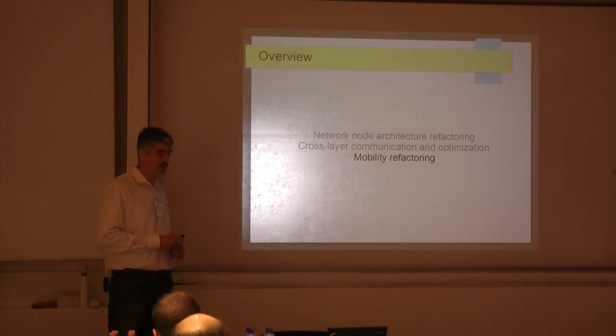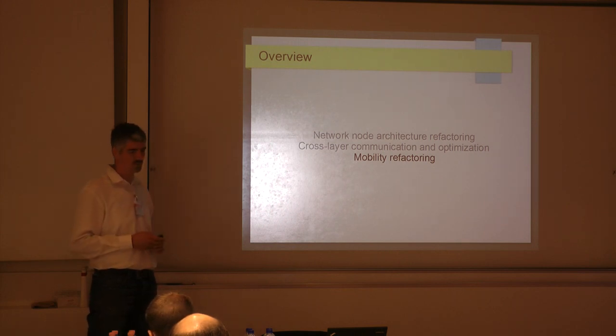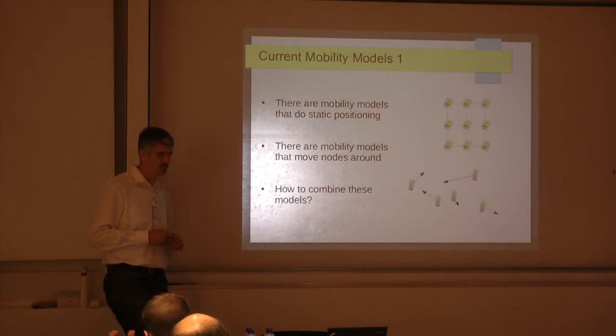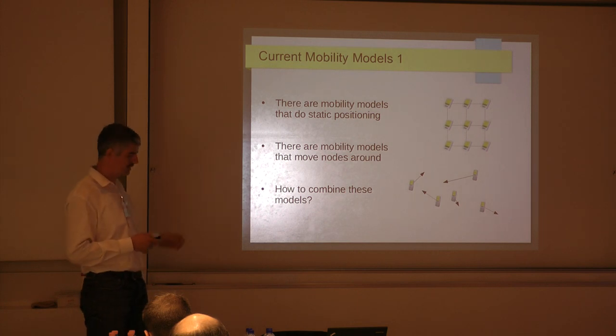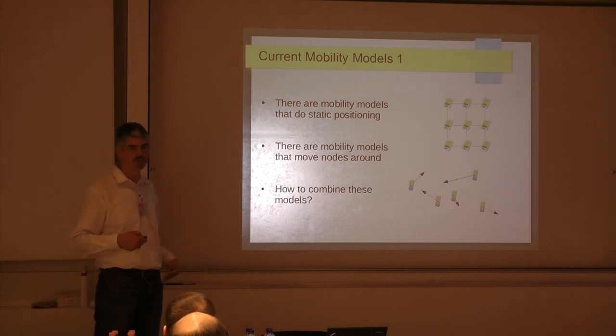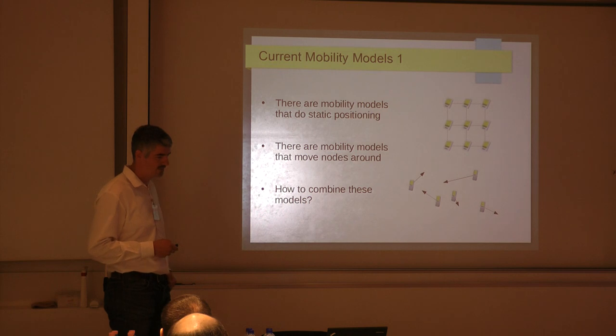So the last topic is about refactoring of mobility models, because we realize that there are some issues. The goal is to make them more composable and support the upcoming 3D visualization. We already have mobility models for static positioning, like grid positioning, and models that move nodes around, but we don't have the means to combine those. It's either this or this.